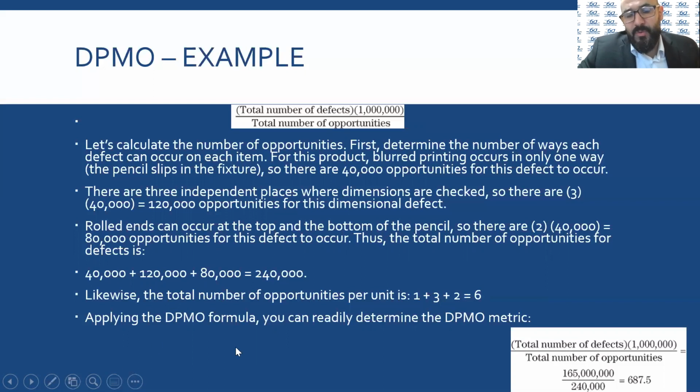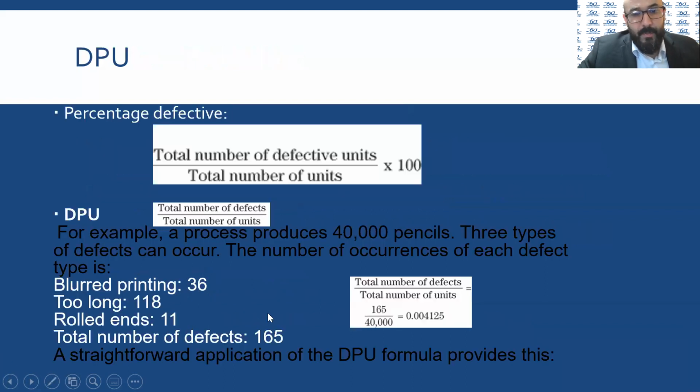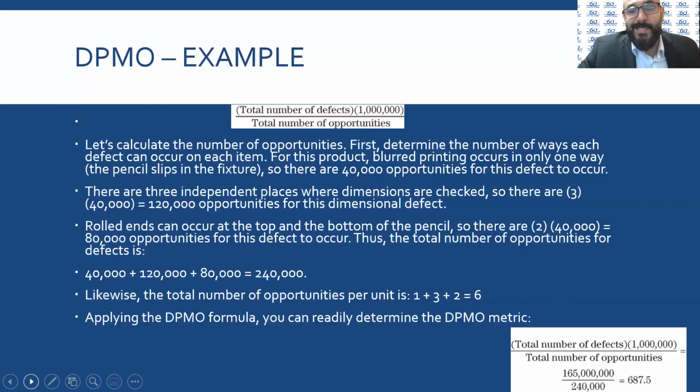In this case, once we apply the DPMO, that would be equal to the total number of defects, which we just calculated, divided by the total number of opportunities. So the total number of defects is 165, which is right here, taken from how many errors we have: 36 plus 118 plus 11, that would be 165.